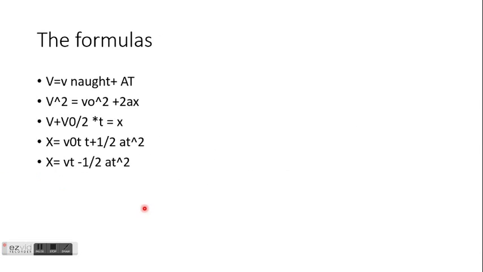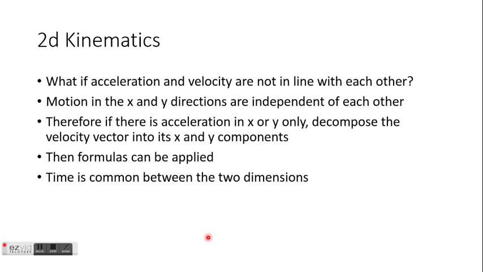Okay, so far these 5 formulas all apply in one dimension. But what if it was 2-dimensional? What if you had gravity, which points straight down, but a ball was launched at 45 degrees upwards? There's an x and y component. Well, this comes to one of the fundamental concepts for kinematics. Motion in the x and y directions are independent of each other. Therefore, acceleration due to gravity would be only in the y direction. The only thing common between the two dimensions is time.